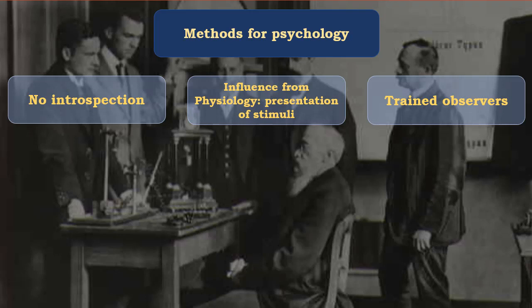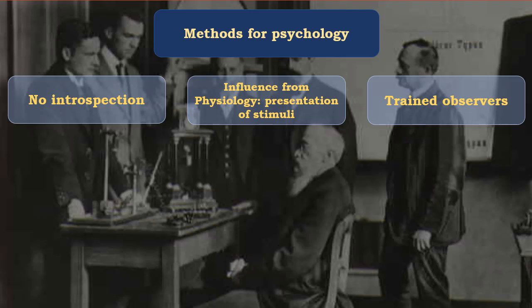So the methods used by Wundt were a little bit different. It had the influence of psychophysics and physiology in terms of the presentation of stimuli, but there were a few differences. First difference, for Wundt, the participants of the study had to be trained observers, experts. In fact, Wundt himself was the subject of his experiments.